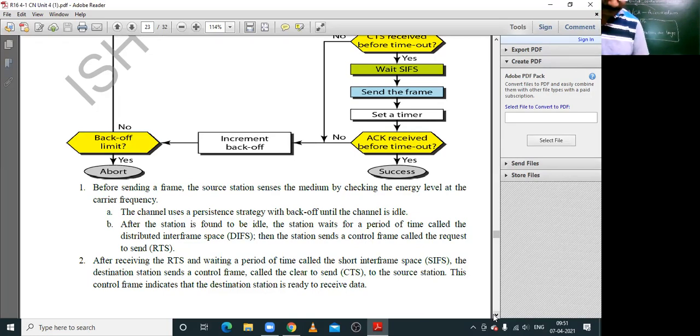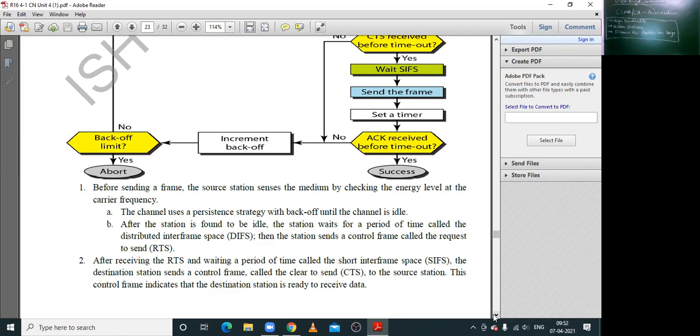What happens if any station senses that some communication is happening over that medium? Then the back off algorithm will be used, which will make the station wait for a random amount of time after the system becomes idle. That is, the stations that have been using the medium will see that the channel is busy.